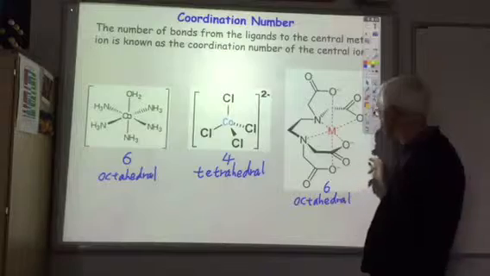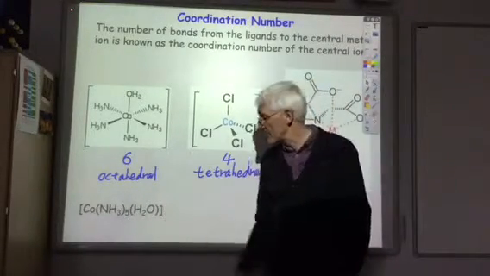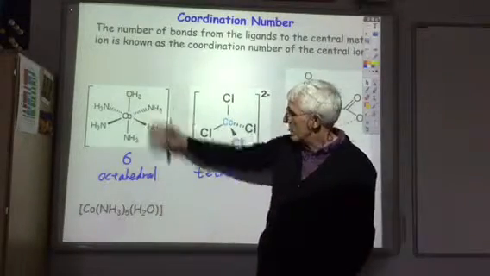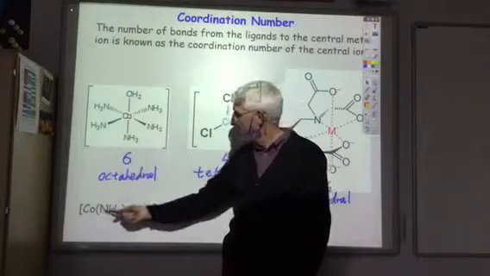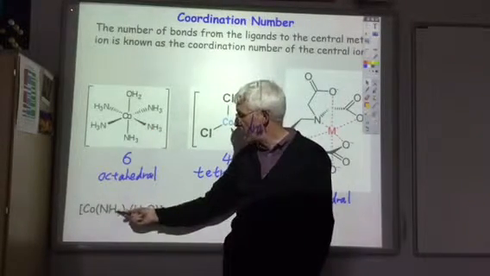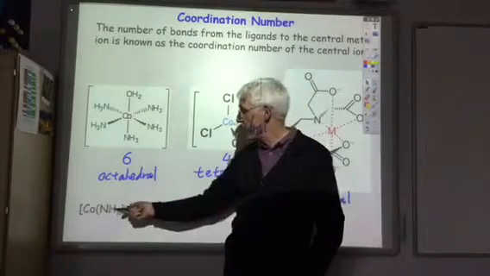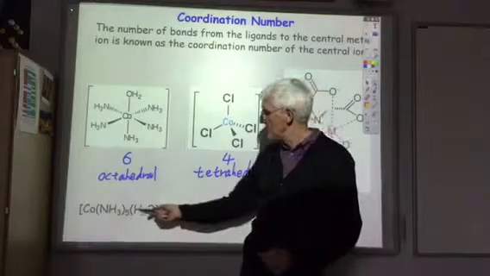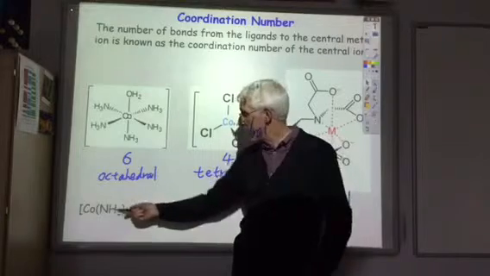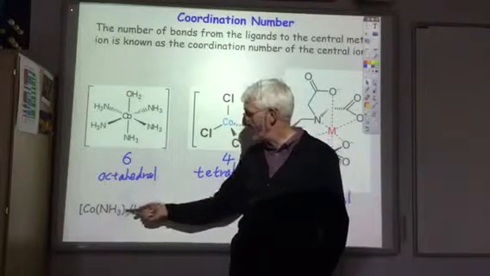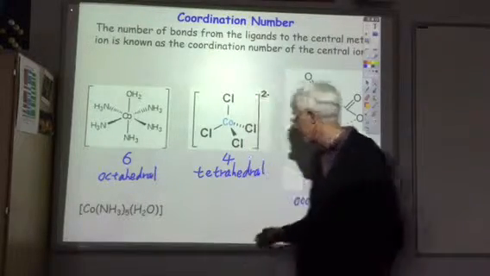In some instances you may be asked to work this out just from the formula of the complex. So here is the formula for this complex. It starts off with the transition metal ion, the cobalt, and then it tells you there's 5 NH3 groups. Now you've learnt that NH3 is monodentate, so 5 of them will give 5 bonds, and there's 1 H2O which you also have learnt is monodentate. So from that formula you can see that the coordination number is 6. Because the coordination number is 6, the shape will be octahedral.